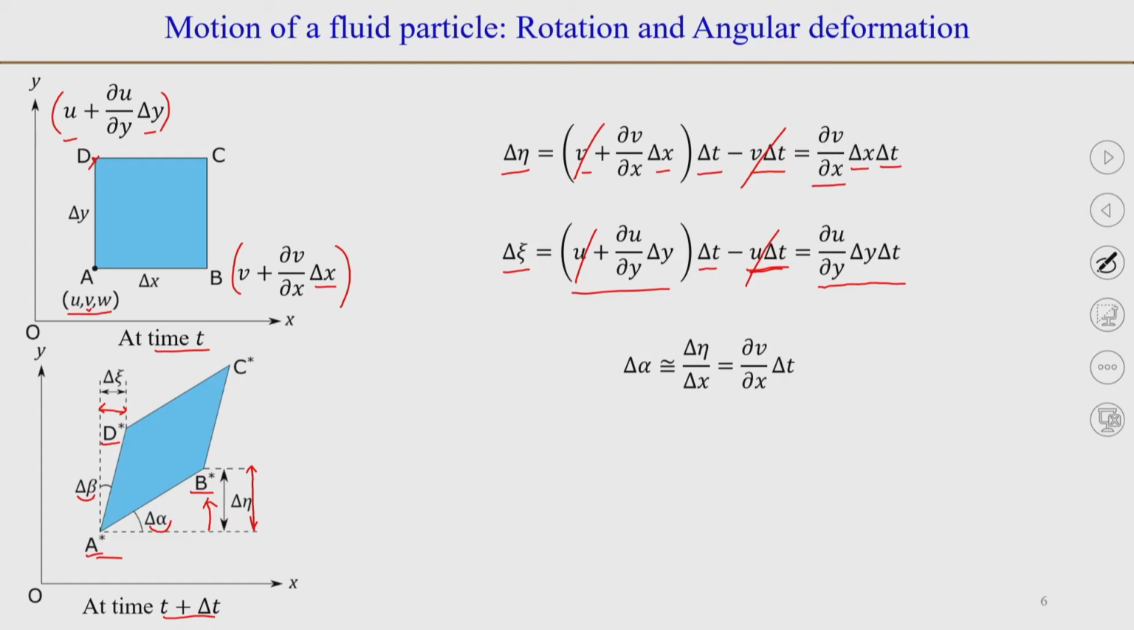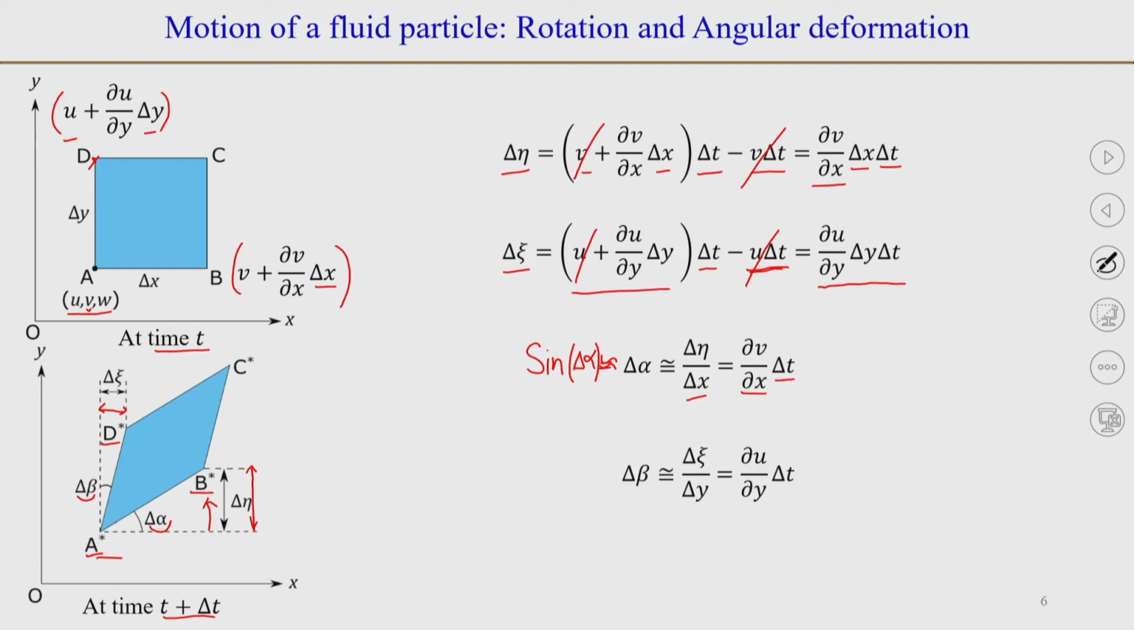So, now we can write that delta alpha is equal to delta eta over delta x, because if delta alpha is small, then in that limit sine of delta alpha will be equal to delta alpha, and that will be equal to delta eta by delta x, the length of AB. From this expression we can substitute that delta eta by delta x will be dou v by dou x into delta t.